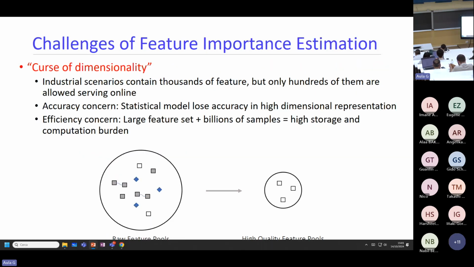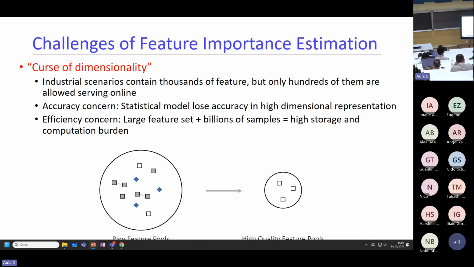Estimating feature importance in industrial scenarios comes with the curse of dimensionality. In many real-world applications, the feature candidate pool can contain thousands of features, but only a limited subset, often just hundreds, can be served online due to computational constraints. This makes it difficult to accurately identify and select the most important features for the model.